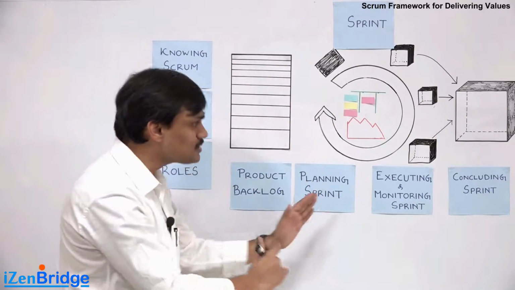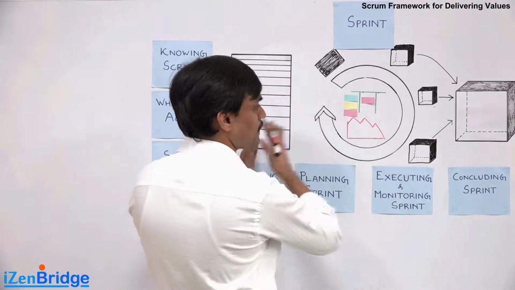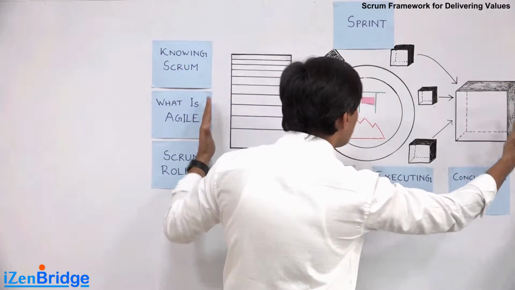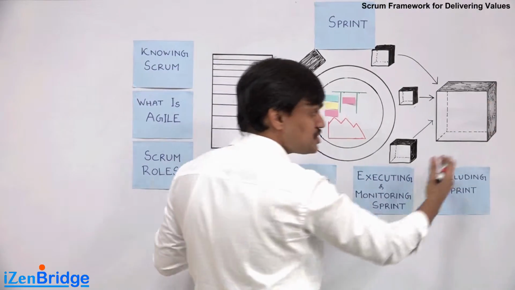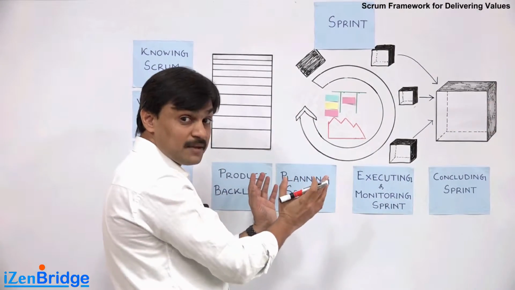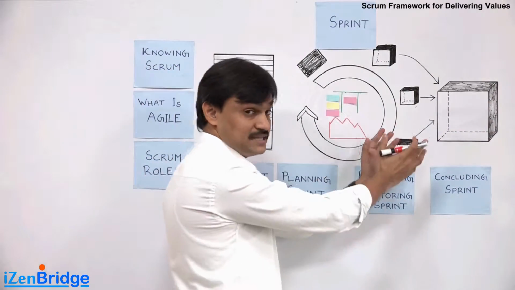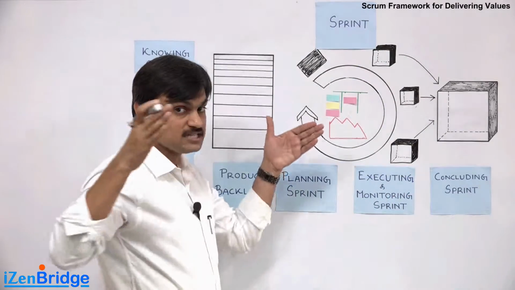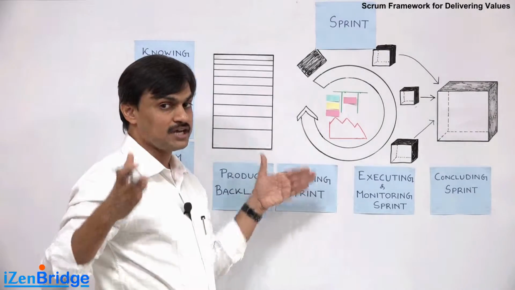And how do we start? We start with sprint. The sprint section tells us how in Scrum we create a time boxed iteration, and at the end of this time boxed iteration we deliver business value. So this section tells us everything about a sprint, which is a time boxed iteration.